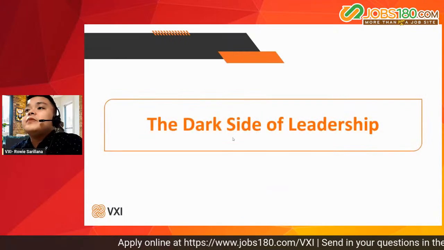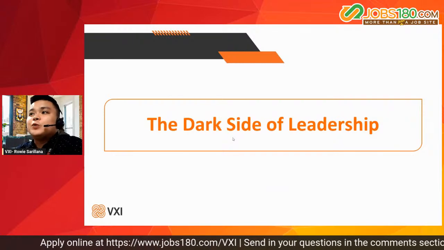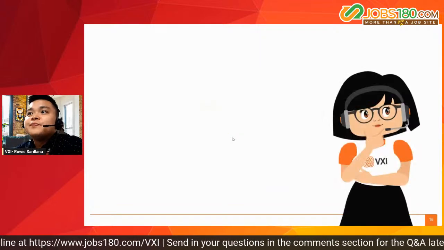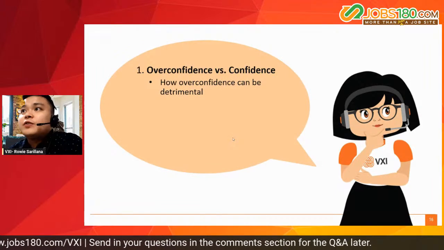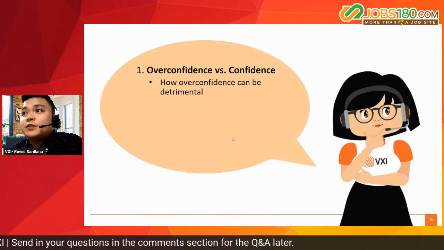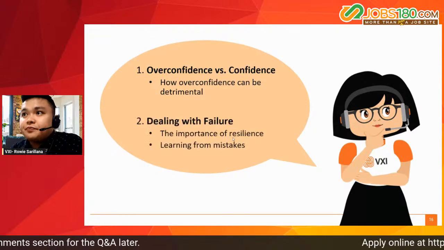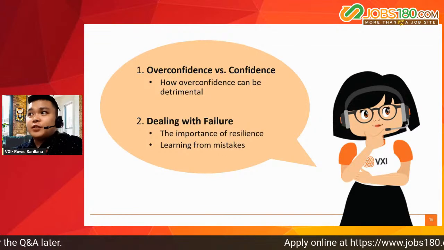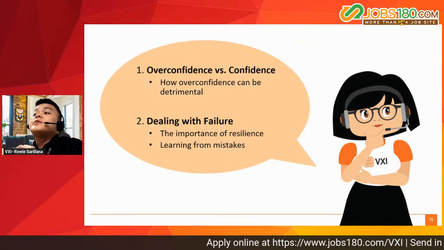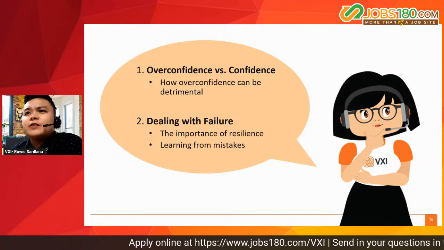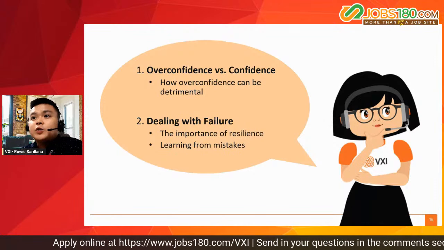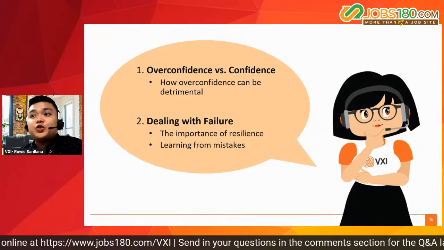Next, dark side of leadership. Ooh, dark side of the moon. Now, first is overconfidence versus confidence. How confidence can be detrimental. Overconfidence versus confidence. Sometimes you need to be confident at doing something. You look smart when you're confident at doing something.